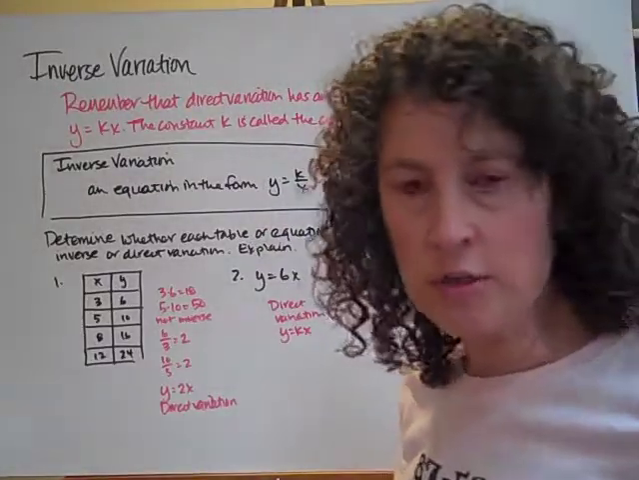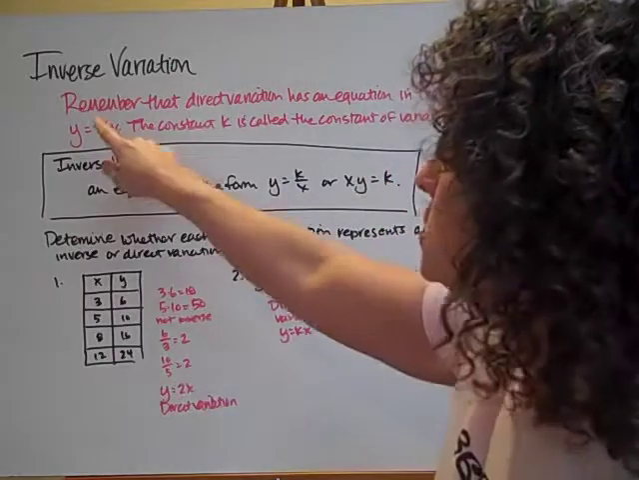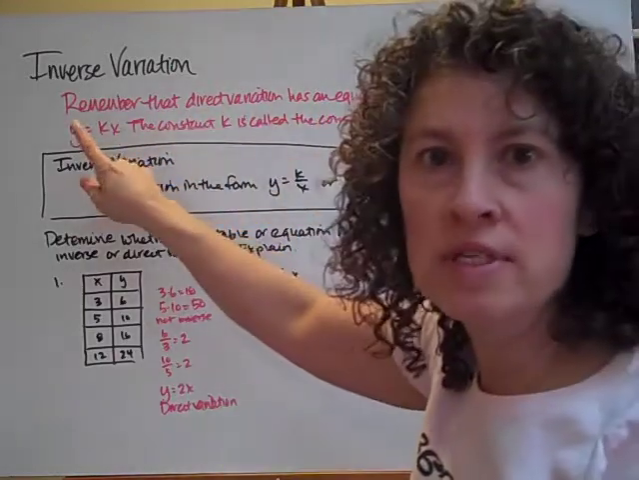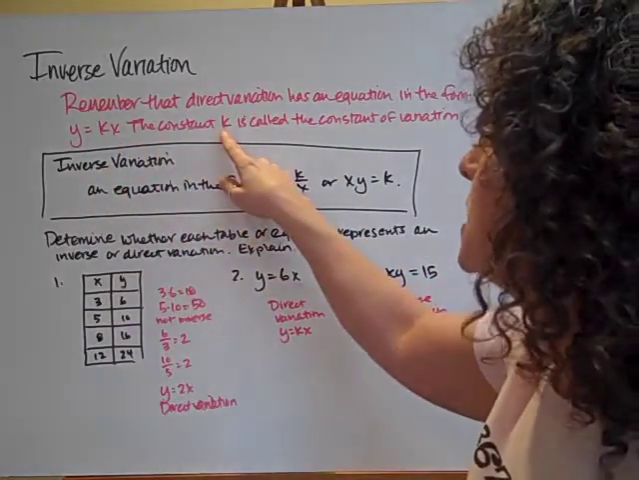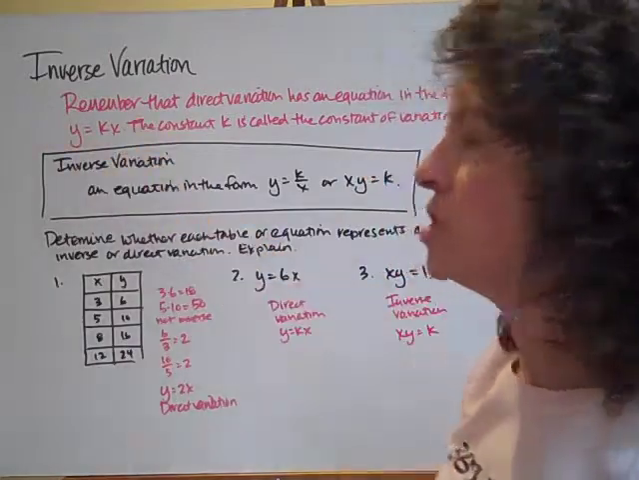Inverse variation. All right, so we've talked about direct variation equations before. So you should remember that a direct variation has an equation in the form of y equals kx. The constant k is called the constant of variation. So we've seen this type of equation here before.